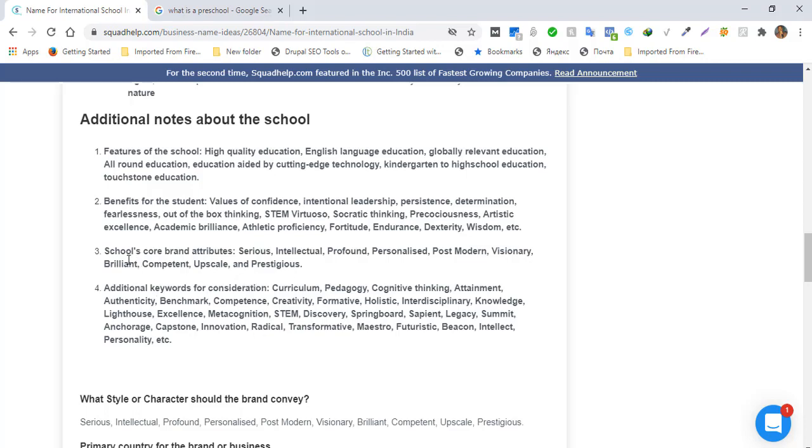Then we have school core brand attributes. You have intellectual, profound, personalized. Just take your time to go through all this. You have prestigious, upscale, competent, brilliant. Additional keywords for consideration, now pay attention to these keywords, please. Now we have curriculum here: pedagogy, cognitive thinking, attainment, authenticity, benchmark, competence, creativity, formative, holistic, interdisciplinary, knowledge, lighthouse, excellence, metacognition, STEM, discovery, springboard, sapient, legacy, summit, courage, capstone, innovation, radical, transformative, maestro, futuristic, beacon, intellect, personality.